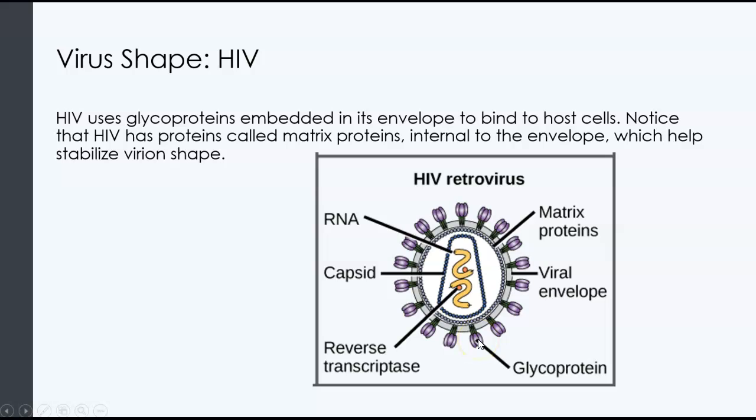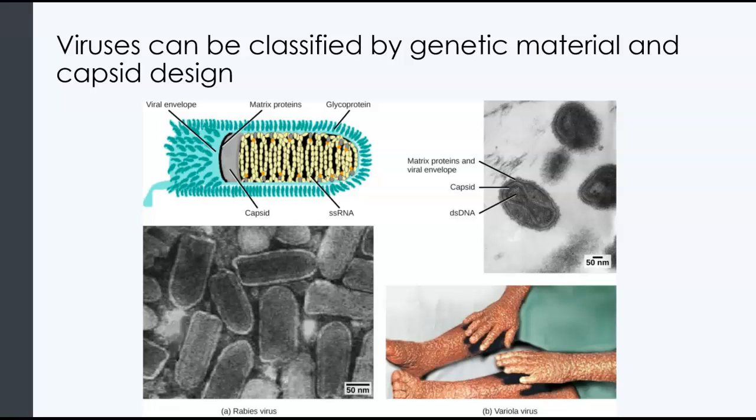And that is the part that will help in attachment. HIV attaches to T lymphocytes in humans. In other words, to our immune system cells called T cells, and shuts down our immune system.